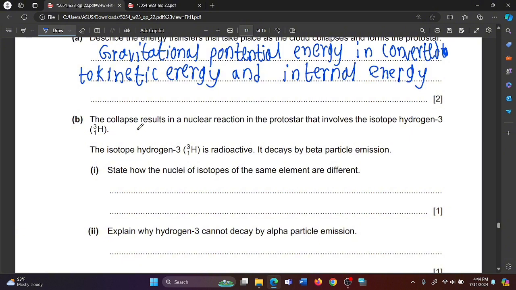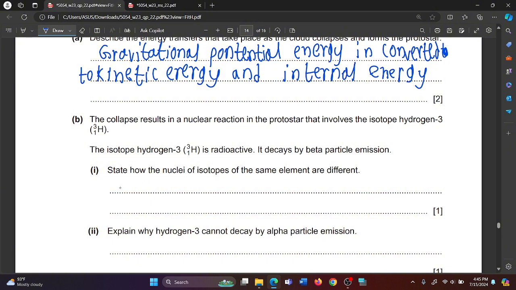The collapse results in nuclear reaction in the protostar that involves the isotope hydrogen 3. This is the symbol of hydrogen 3 nucleus. The isotope hydrogen 3 is radioactive. This decays by beta particle emission. State how the nuclei of isotopes of the same element are different. Yes. The only difference between isotopes is that the nuclei have different numbers of neutrons.